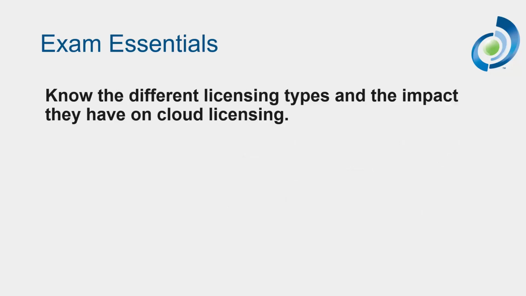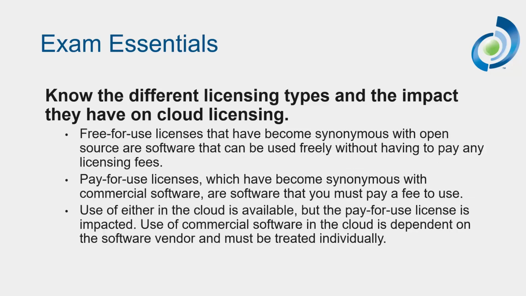Know the different licensing types and the impact they have on cloud licensing. There's free for use licenses that have become synonymous with open source. This is software that can be used freely without having to pay any licensing fee. Pay for use becomes synonymous with commercial software, or software that you must pay a fee to use. Use of either in the cloud is available, but pay for use licensing is impacted. Use of commercial software in the cloud is dependent on the software vendor and must be treated individually.